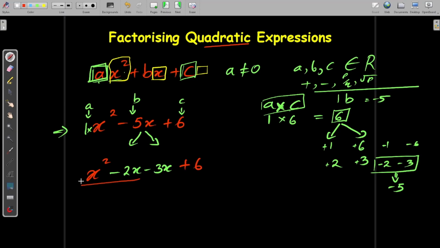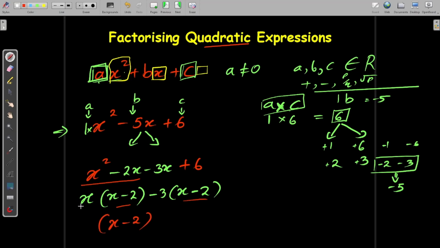Now for the first two terms, what is the common term? It is x, so I can take x out and we have x minus 2. For the last two terms, I can take minus 3 out, and inside the bracket I have x, and here when you divide 6 by 3 you get 2, but when you expand the bracket it should be plus 6, so I have to put a minus sign here. Now you can see in both cases we have x minus 2. So I can take x minus 2 out as a common factor, and then x and minus 3 are the two factors.